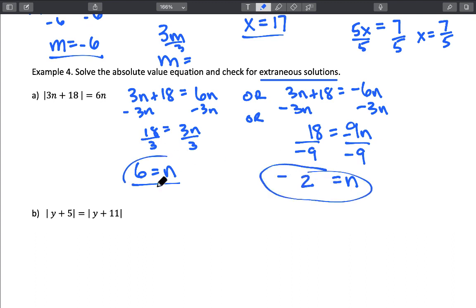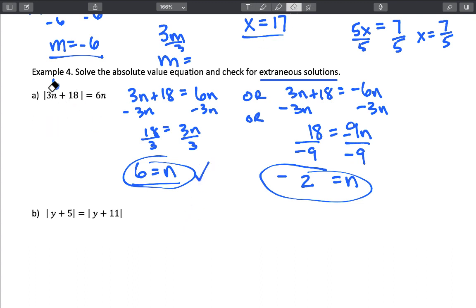Alright, so our two solutions then should be checked to make sure they produce a true statement. When we plug 6 in, we're going to have 18 plus 18, which is the absolute value of 36, and that should be equal to 6 times 6, which is 36. So 6 checks out and is a true statement.